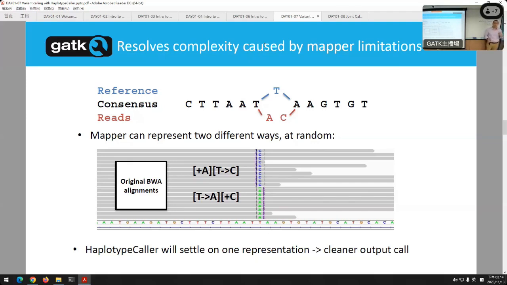But when we see all together, we see, wait, these are the same thing, and there are only 2 paths in this graph. The reference and the change from the T to the AC. And so we can better understand and quantify all the alignments and all the mutations. This would look like a heterozygous mutation, but actually it's homozygous. Every read has it.